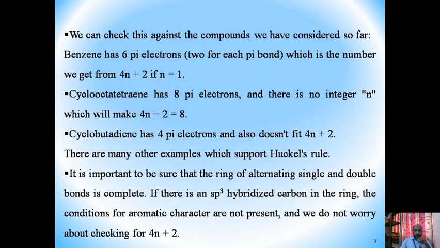Cyclooctatetraene has 8 pi electrons and there is no integer n which will make 4n plus 2 equal to 8. Cyclobutadiene has 4 pi electrons and also does not fit 4n plus 2. There are many other examples which support Huckel's rule. It is important to be sure that the ring of alternating single and double bonds is complete. If there is an sp3 hybridized carbon in the ring, the conditions for aromatic character are not present and we do not worry about checking for 4n plus 2.